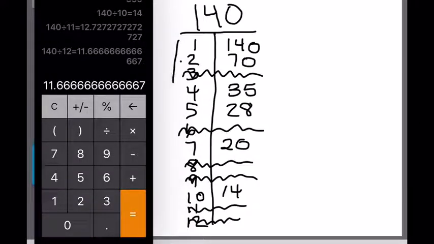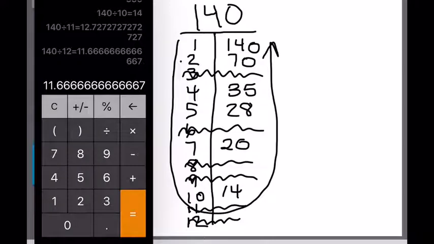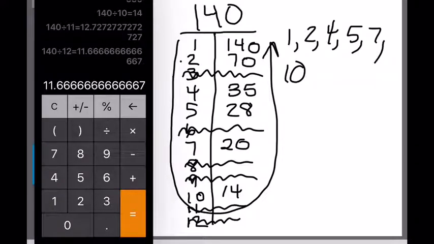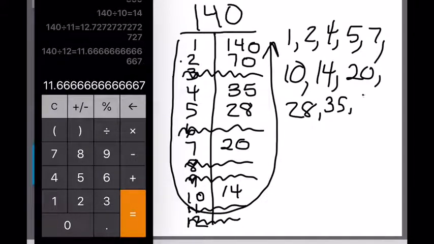Again, when we put them in order, we just go in a loop around our T table. So all of our factors of 140 are 1, 2, 4, 5, 7, 10, 14, 20, 28, 35, 70, and 140.